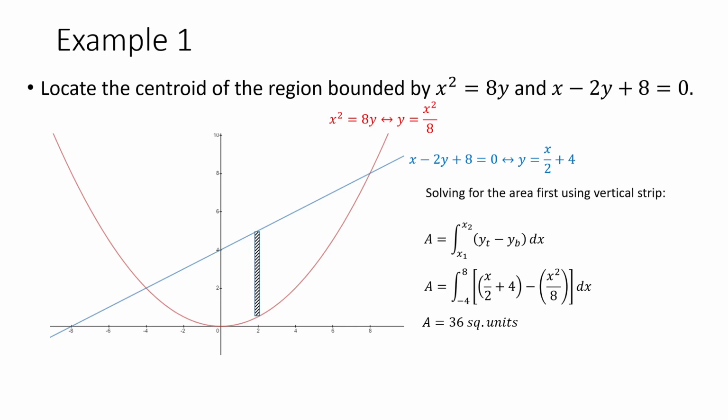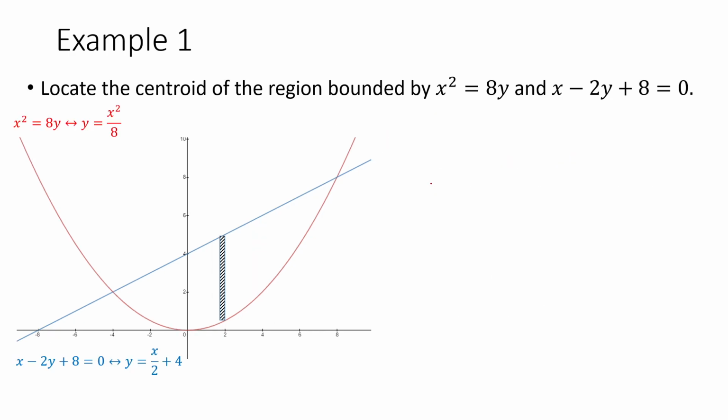So, questions so far? I think there's no question since you already know how to solve the area. So next, we're going to solve bar x. So bar x times the area is equal to x sub c times the differential area.